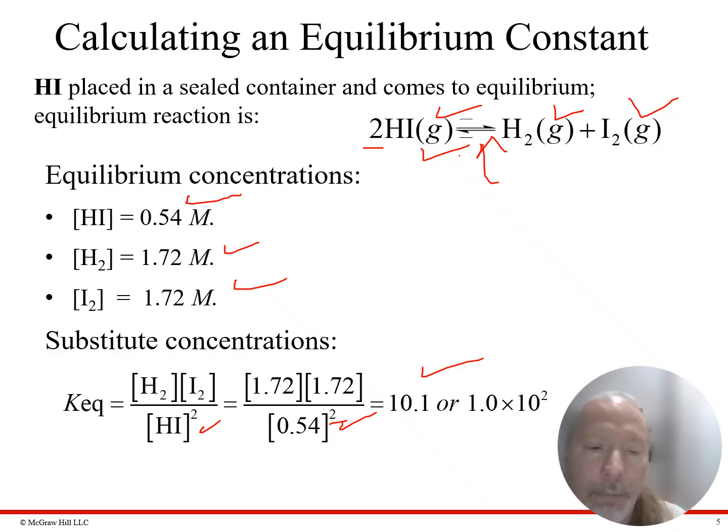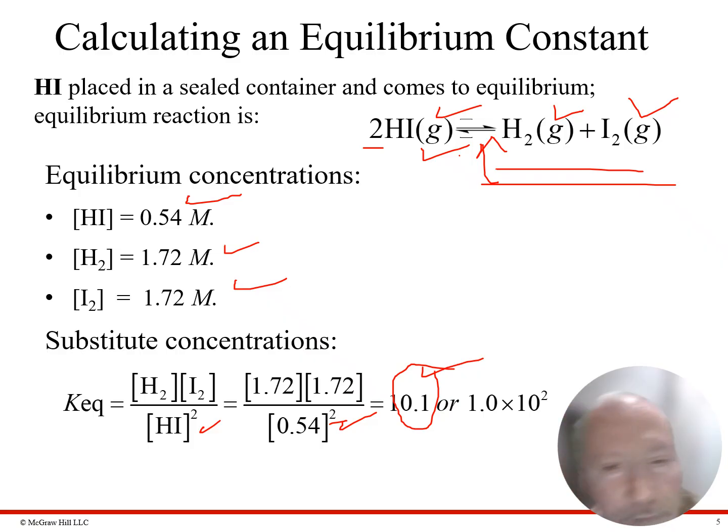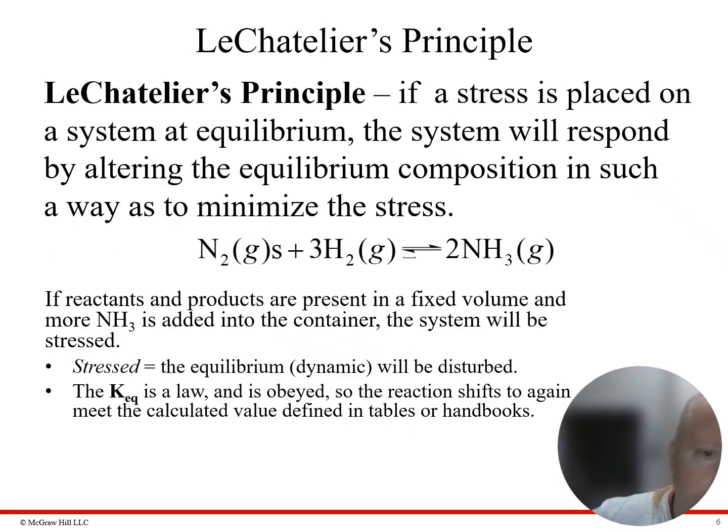What that tells us, 10.1, means there's going to be a little bit more of the product at equilibrium than there will be of the reactant. So we know the reaction lies towards this side, right? How do we know that? Because of this 10.1. There's more products than reactants at equilibrium. So we just saw a numerical application of the equilibrium constant, the K value.